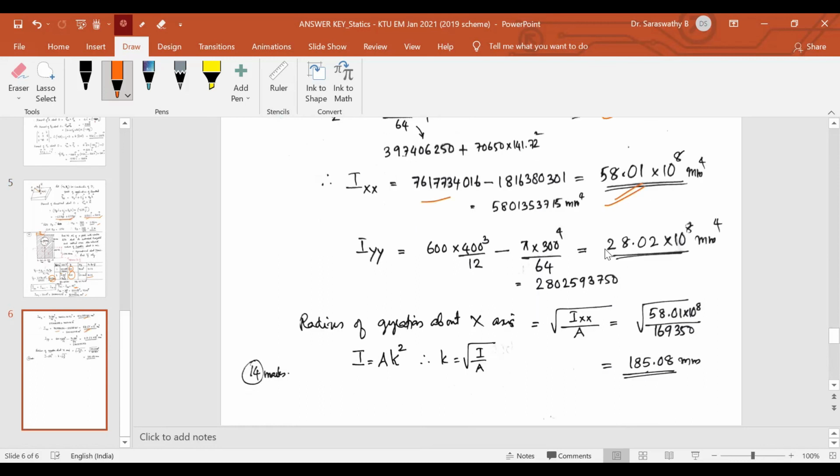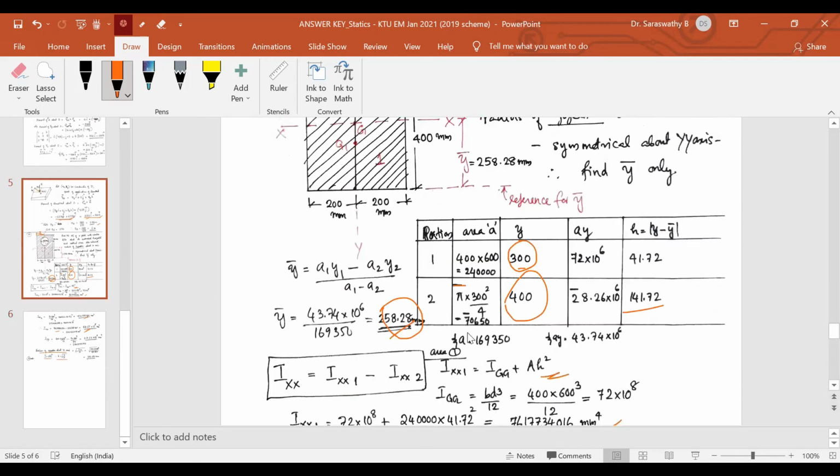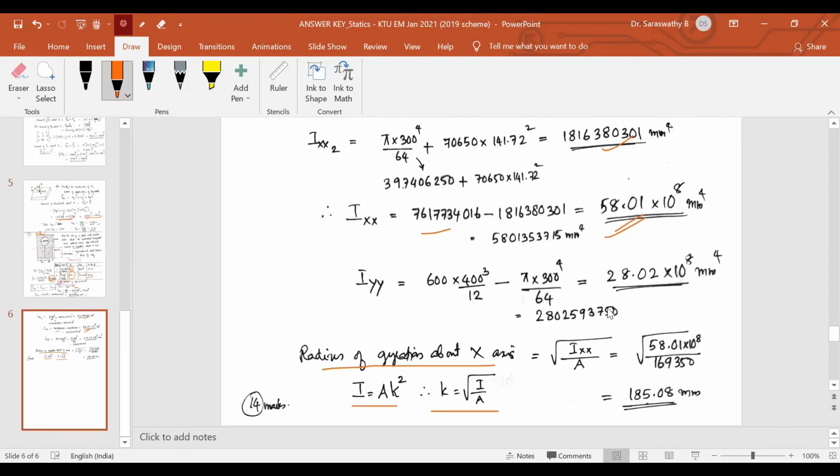Now we are asked to find out the radius of gyration. Radius of gyration: I is equal to a k square, where k is called the radius of gyration, equal to root of I by a. So root of Ixx divided by area. This is the net area. Root of Ixx by this area will give you the radius of gyration.